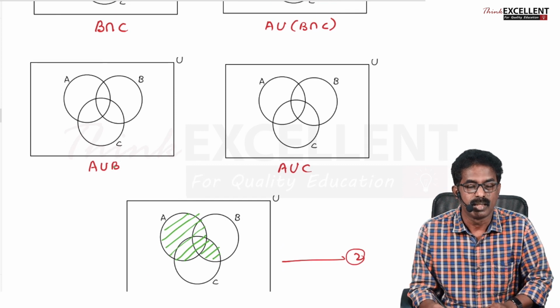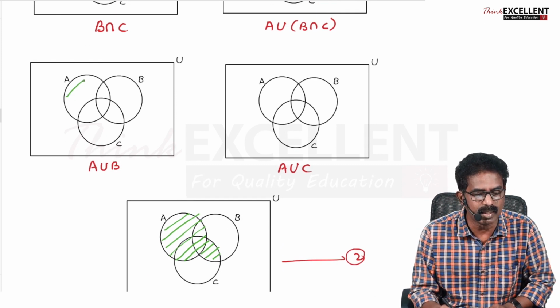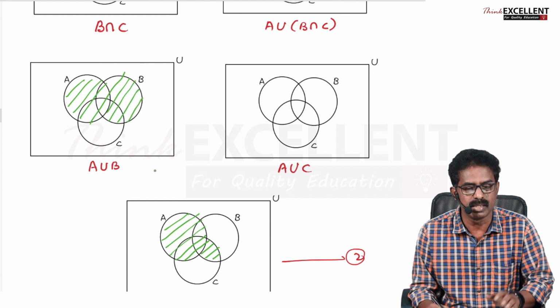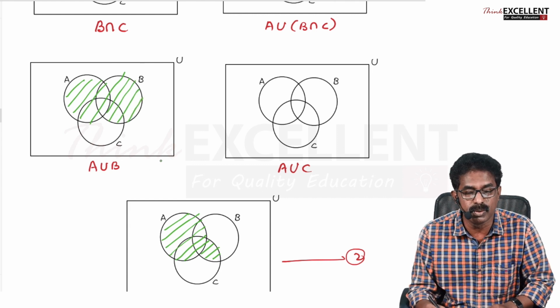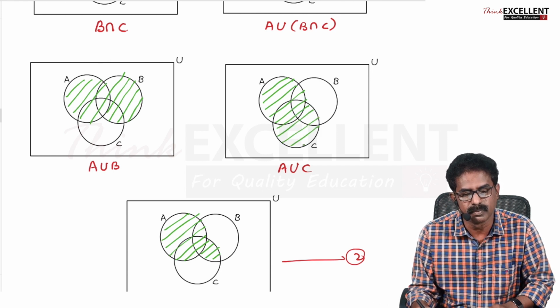Now listen. A union B, you know that very easily. A union B, A, B fully, right? A union B. But using pencil and scale, you draw neatly. This is A union B. Next we want A union C. A union C. So A and C fully shade.